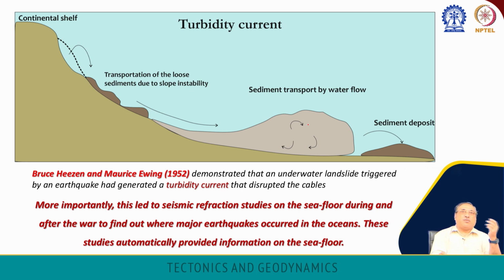So now, Bruce Heezen and Morris Ewing demonstrated that it was this kind of underwater landslide, which they referred to as a turbidity current, because this huge mass of sediment laden water was extremely turbid, and this became popularly known as turbidity currents. We now know them as a very important phenomenon in geology, and especially under the sea. It's one of the most important things that controls sediment transport inside the deep sea. So this underwater landslide had been triggered by an earthquake, and this created a turbidity current, and this turbidity current was what disrupted the cables.